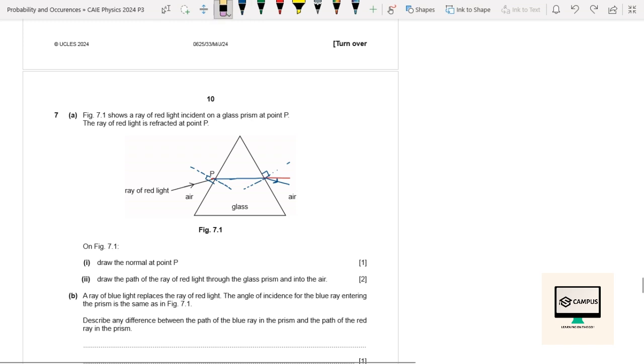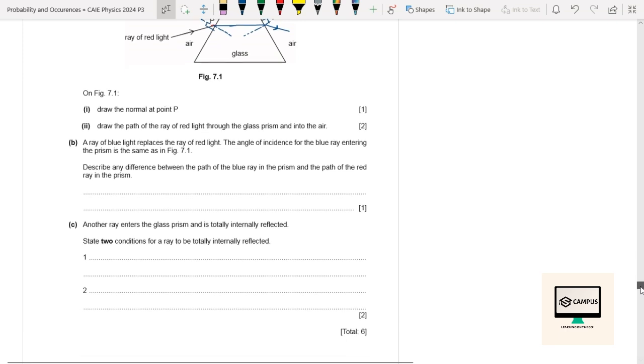Okay, so that's it. I think this should give us 2 marks. So as it enters from air to glass, the refractive index is higher, so it moves towards normal, and it moves away from the normal in the second part when the ray of light enters air from glass.